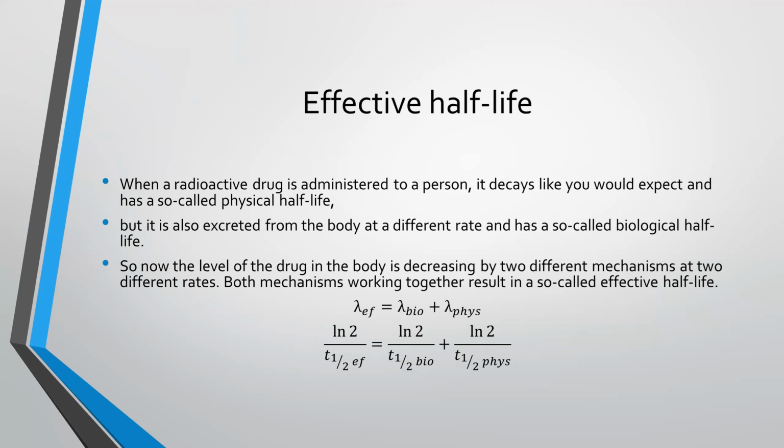So if we have effective half-life, then we will have the biological value of the gamma constant, we will have the physical value of gamma constant, which is based on physical phenomenon. And so we will have the effective half-life, biological half-life, and physical half-life, which is the normal half-life that we are calculating till now.